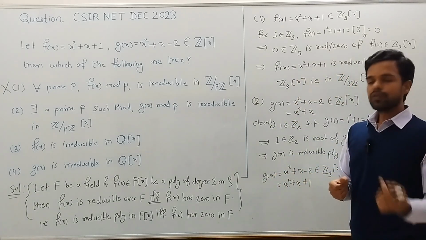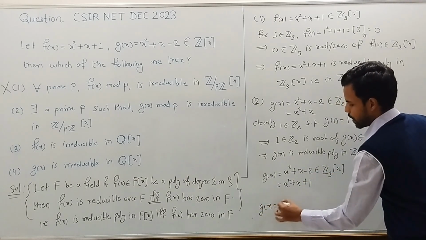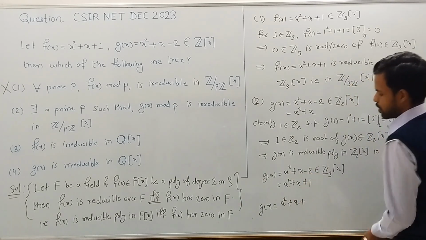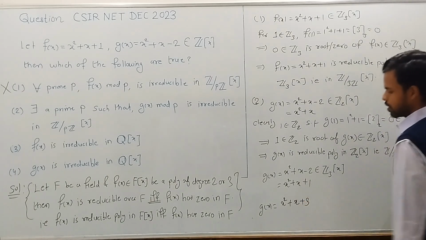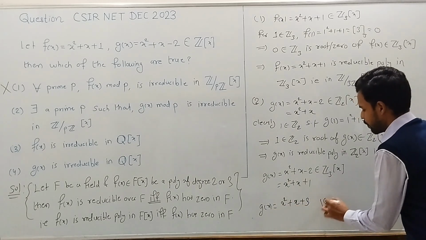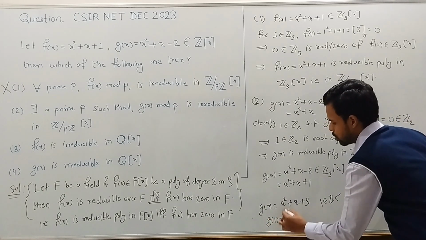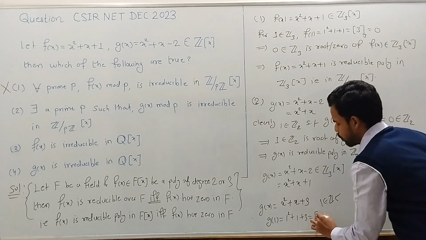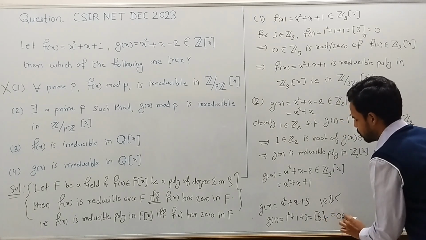Now, for p equals 5, this polynomial reduces to g of x equals x squared plus x plus minus 2 modulo 5, which is x squared plus x plus 3. Again, for 1 belongs to Z5, g of 1 will be 1 squared plus 1 plus 3, which equals 5 modulo 5, and the result will be 0 in Z5.